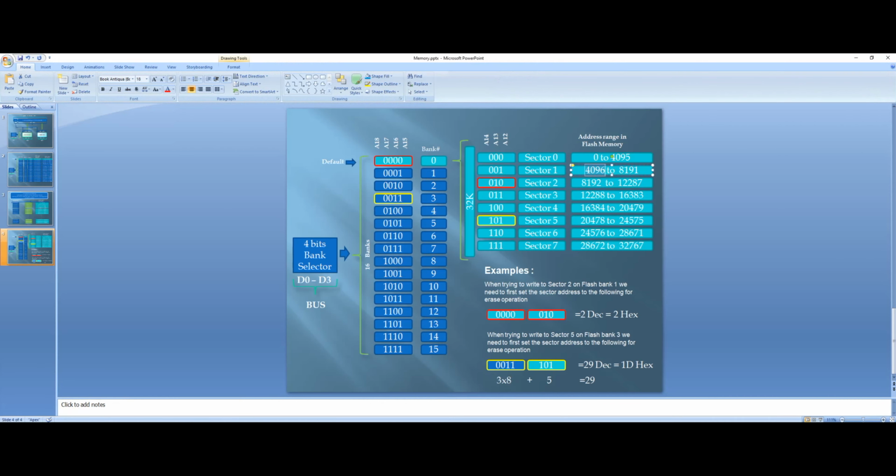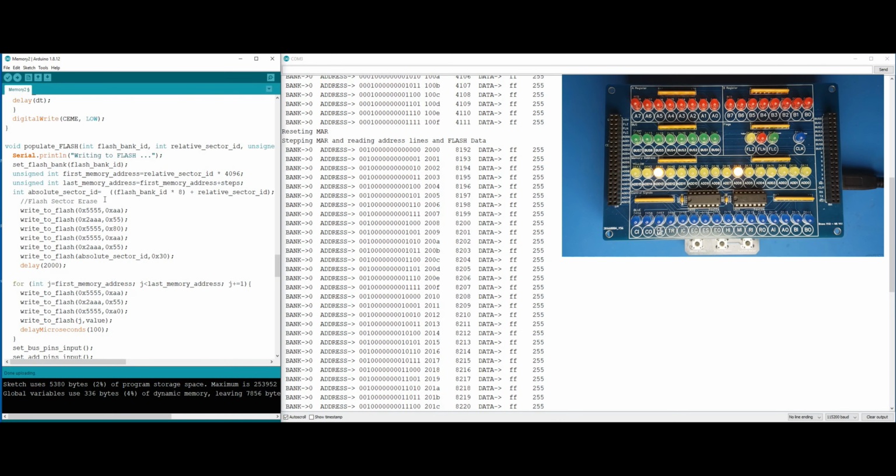So if you go back to the slides, you remember that we did the same operation here. I said that you need to multiply the 4 most significant bits by 8, and then add the lower 3 bits to it, so that we come up with the absolute sector ID across all the flash memory for the specific address. Now, why do we need that? Because we need to pass that to our flash in order to erase that sector ID. And that's what you see here.